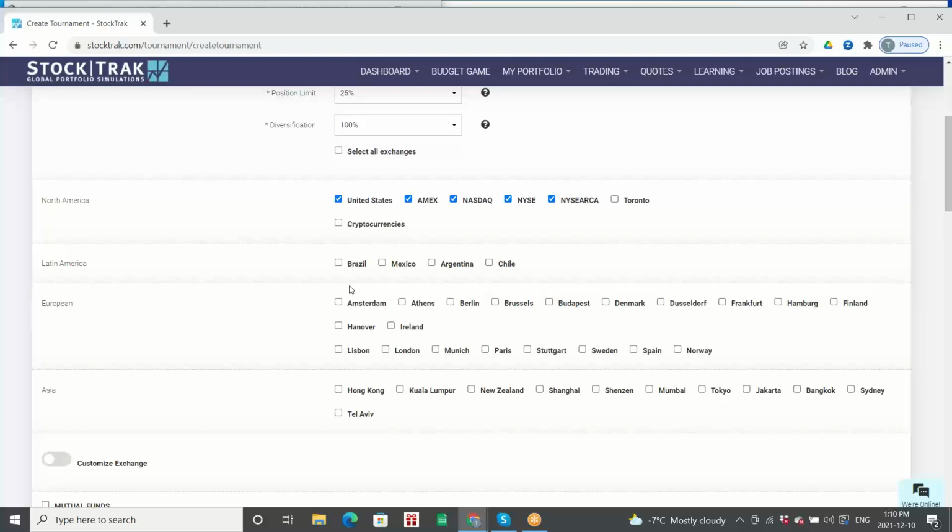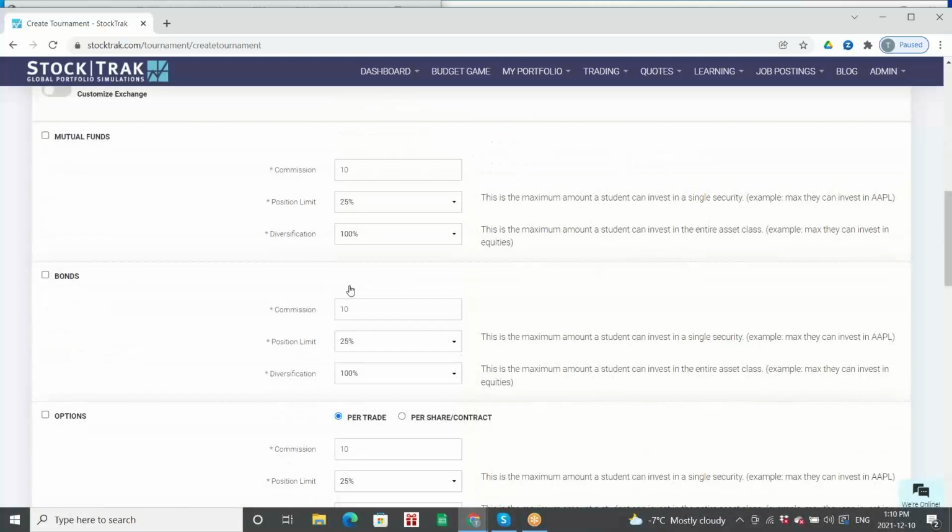With StockTrak, you really get this opportunity to bring the international markets into your classroom. And then, of course, you can pick the other asset classes that you have.